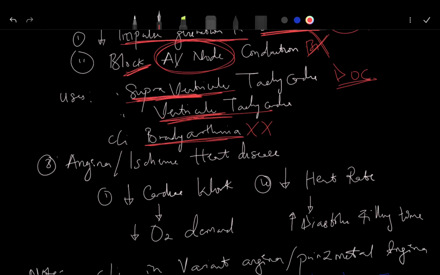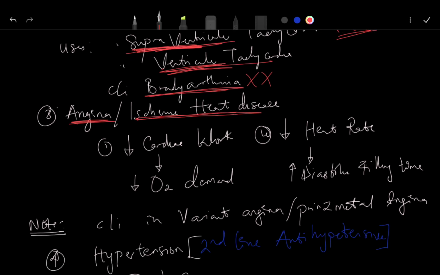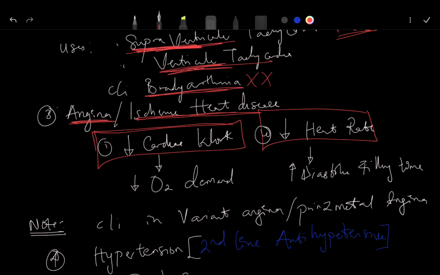Now, the third heart condition we give beta blockers in is angina or ischemic heart disease. How do beta blockers work in angina? There are two major ways. One, they decrease the cardiac work. And they also decrease the heart rate. Now, if they decrease the cardiac work, it means that they are going to decrease the oxygen demand. And you know, in angina, there is an imbalance between the oxygen demand and the oxygen supply. So if you can decrease the oxygen demand, you are going to help that heart.